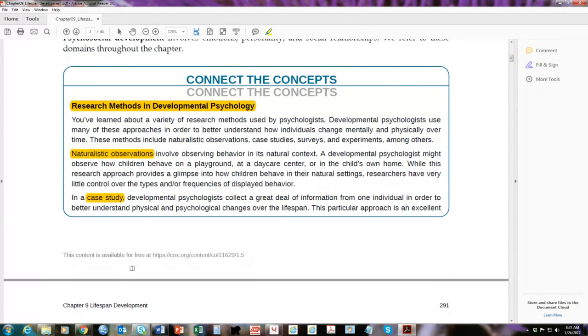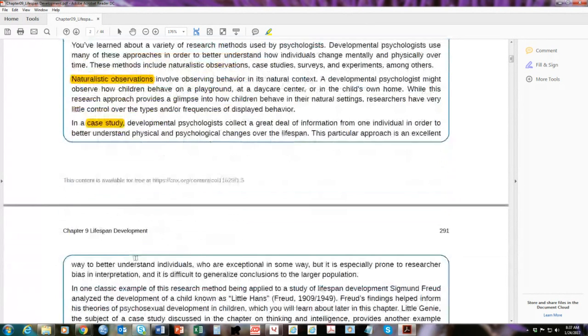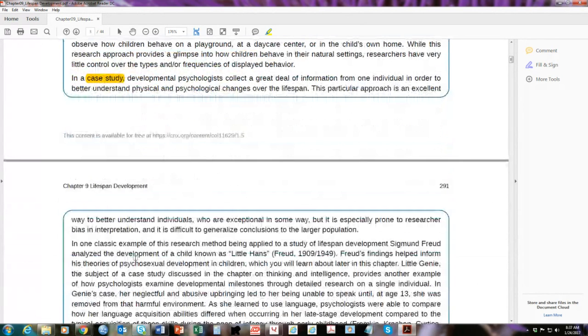Case studies. Again, a case study is just collecting a great deal of information in a systematic way on one individual. Usually this would be an exceptional or unusual individual, but not necessarily. I mean, you could certainly do a case study. So this is, again, clinical work, certainly children with psychiatric or psychological problems that are unusual would be subject to case study.